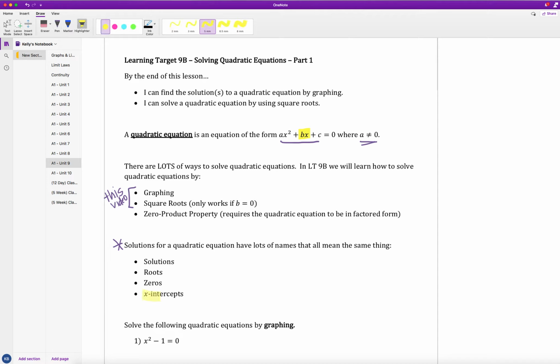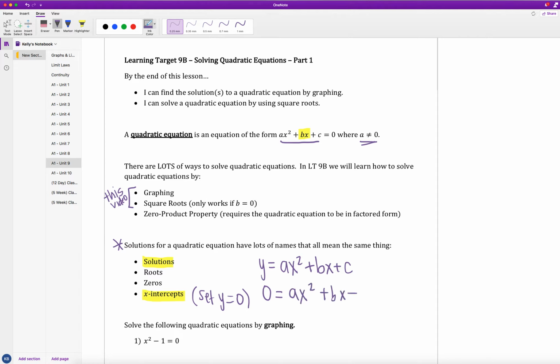I really want to talk about this x-intercepts portion. So solutions and x-intercepts mean the same thing, and the reason they do is, let's think about what an x-intercept is. An x-intercept is when we set y equal to 0. So if I start with a quadratic function, y equals ax squared plus bx plus c, then to find an x-intercept, I would set y to equal 0. So I'd get 0 equals ax squared plus bx plus c.